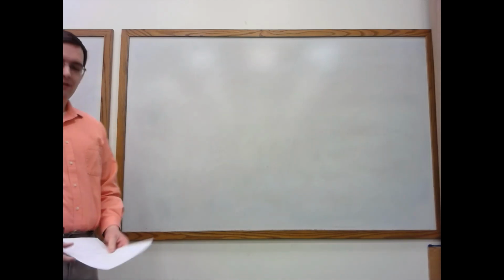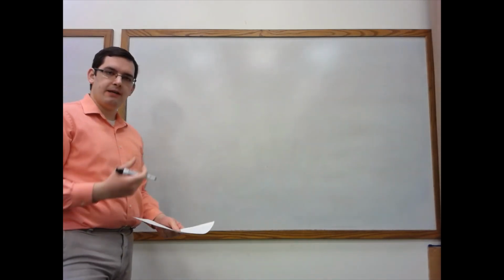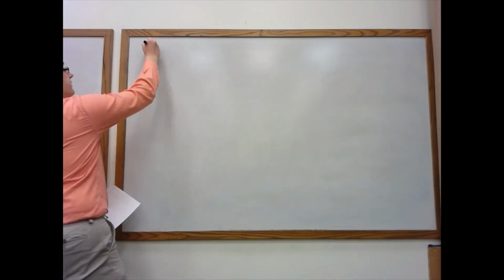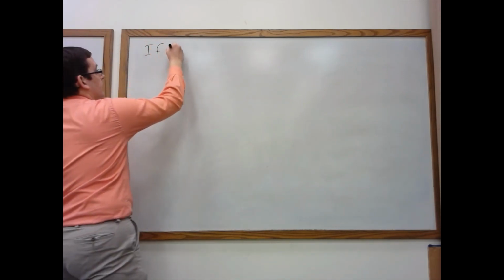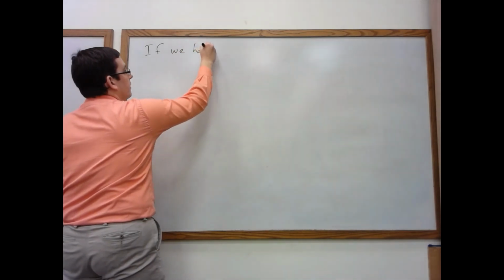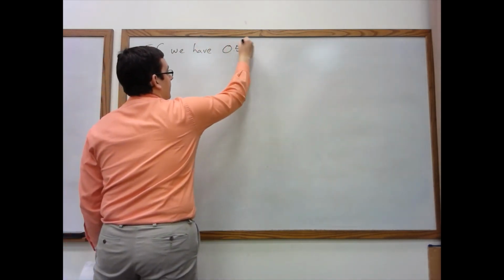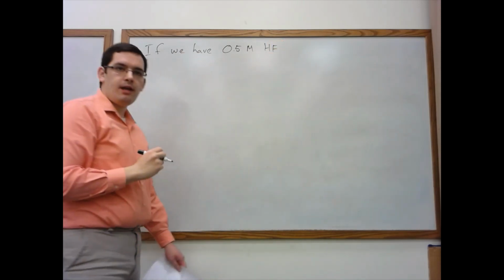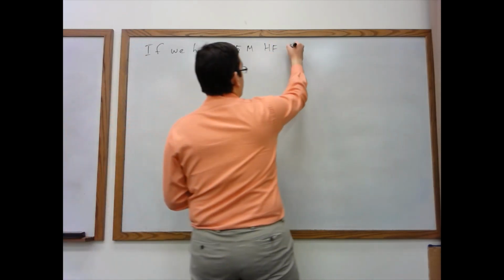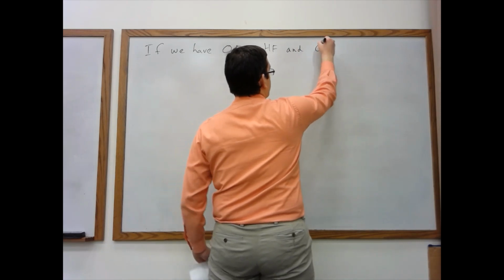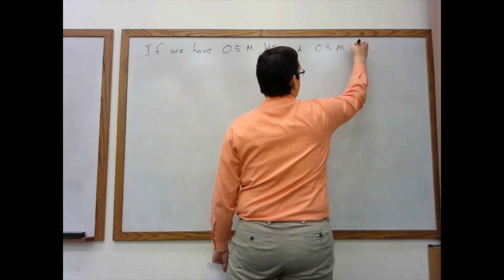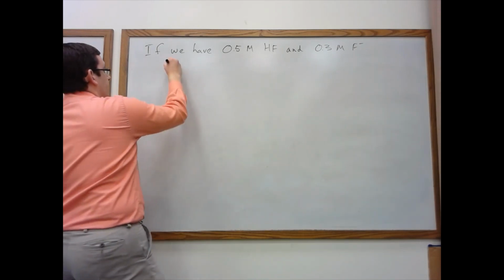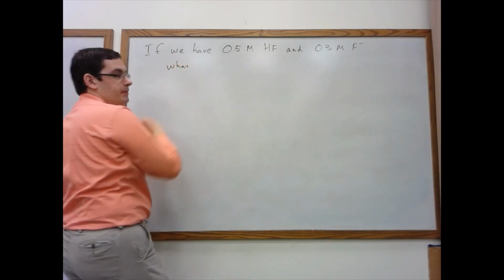Hello everyone. In this video I want to show you an example of how to solve an equilibrium problem. So let's start off with our problem. If we have 0.5 molar HF and we're reacting with 0.3 molar of our fluoride anion, what will be the equilibrium concentration values?